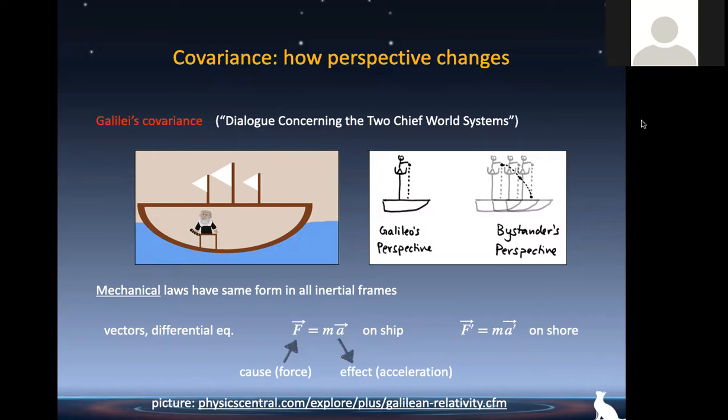And here the descriptions change, because as long as I'm on the ship and the ship is at rest, I can hold this ball in my hand, and I let it drop. And it falls vertically down. You observe it falls down vertically. I observe it falls down vertically, following my body, falls on my feet.